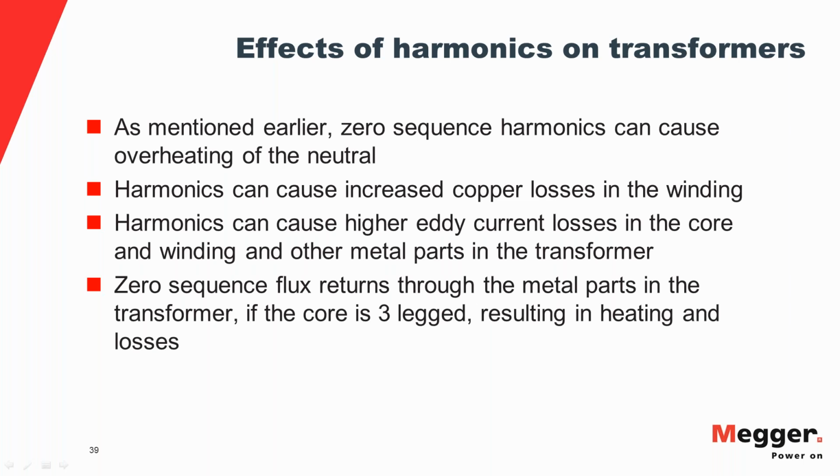Whatever is metal inside the transformer, apart from the core, is not meant to handle flux flow. So obviously there's going to be a lot of heating, and there's going to be deterioration because of that. So zero sequence fluxes can cause a lot of problems in 3-legged core transformers.